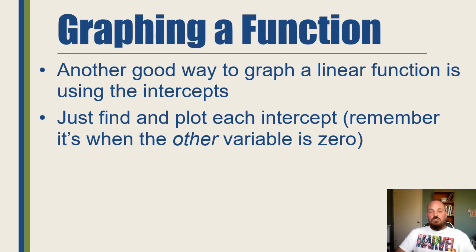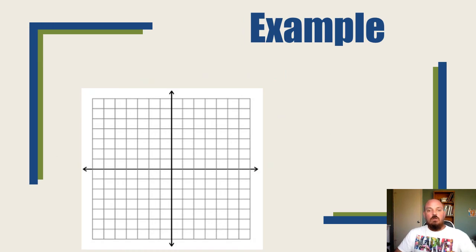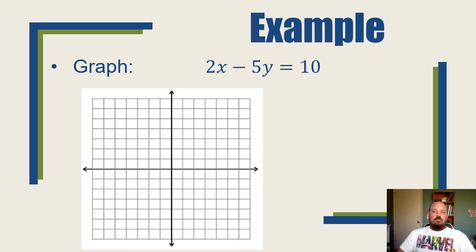Now, to find each intercept, we remember what we learned about intercepts last module. We said each intercept is where the other thing equals 0. So if I want to find the x-intercept, I just make y equal 0 and solve for x. And if I want to find the y-intercept, I make x equal to 0 and I solve for y. So we're going to find and plot each intercept. And remember, an intercept happens when the other thing is 0, and then you draw the line through those 2 points. So for our last example today, let's graph this one.